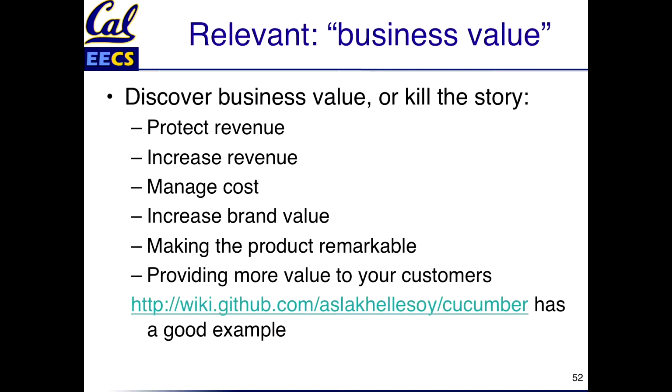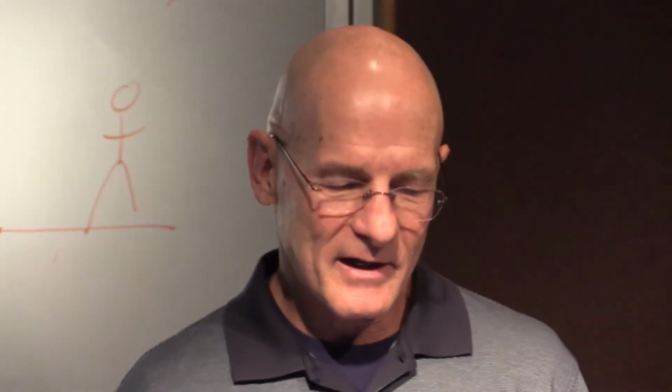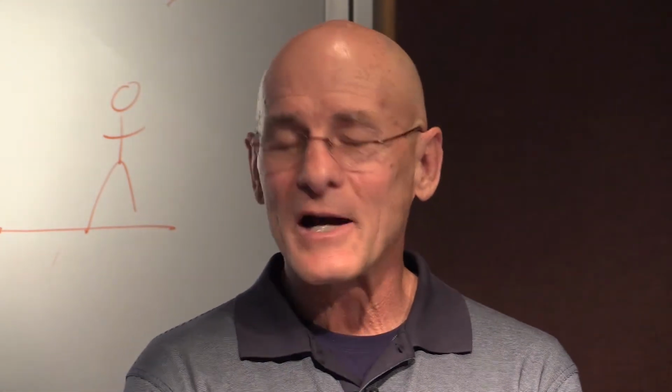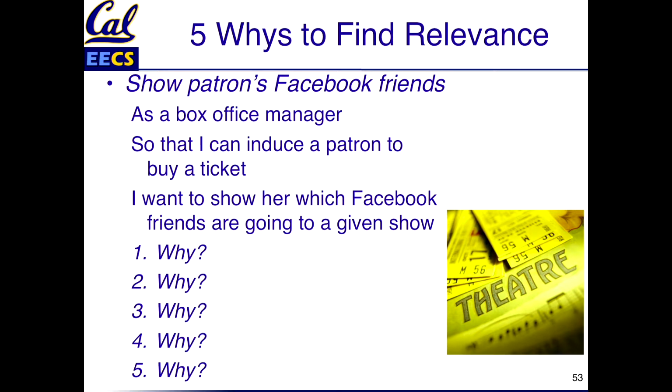Here's an example. This webpage talks a lot about deciding whether a thing has business value, but we found this trick, the 5 whys, to find relevance works pretty well. It's a very easy thing to implement. Your 3-year-old nephew can implement this for you. So let's start off with that box office manager. As a box office manager, so that I can induce this patron to buy a ticket, I want to show her Facebook friends. Why?